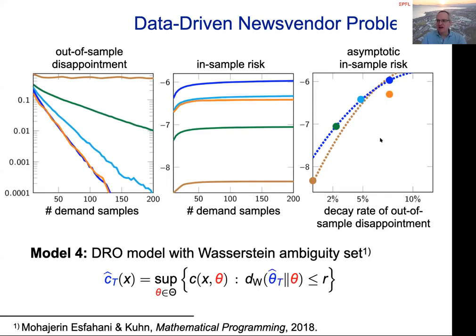So as a fourth model, let's look at the DRO model, distribution robust model, with a Wasserstein ambiguity set. So this ambiguity set contains all probability distributions within a Wasserstein distance of at most R from the empirical distribution. For a particular choice of the radius R, we obtain a predictor here in orange, whose out-of-sample disappointment decays as fast as the dark blue DRO predictor with a moment ambiguity set, but at a significantly lower in-sample risk. And if in this case, again, we sweep R, the Wasserstein DRO models trace out the orange dashed line on the right chart. And interestingly, they dominate all other models in the sense that they have a lower in-sample risk for any given level of out-of-sample disappointment. But again, for R equals zero, the Wasserstein DRO model simplifies to the SAA model because the ambiguity set shrinks to the empirical distribution.